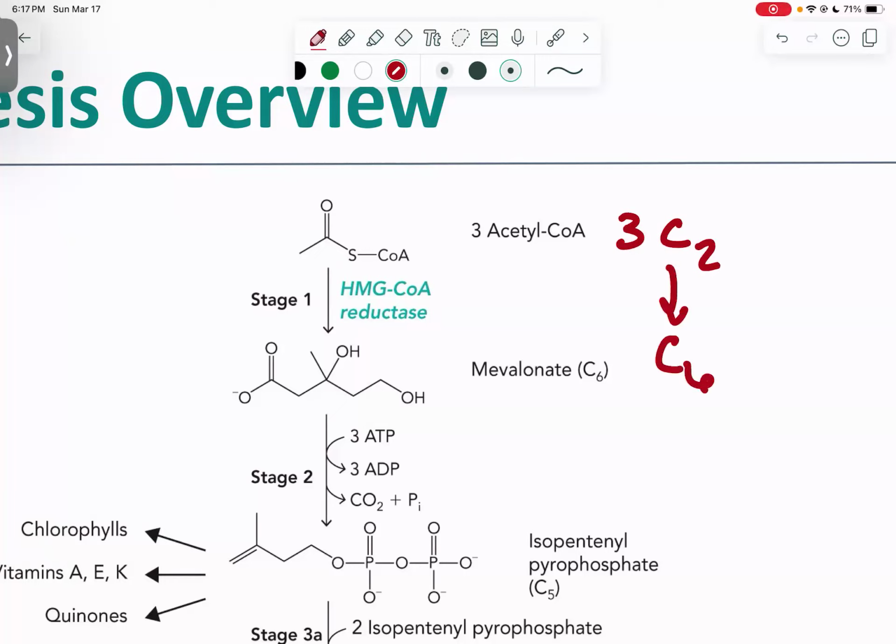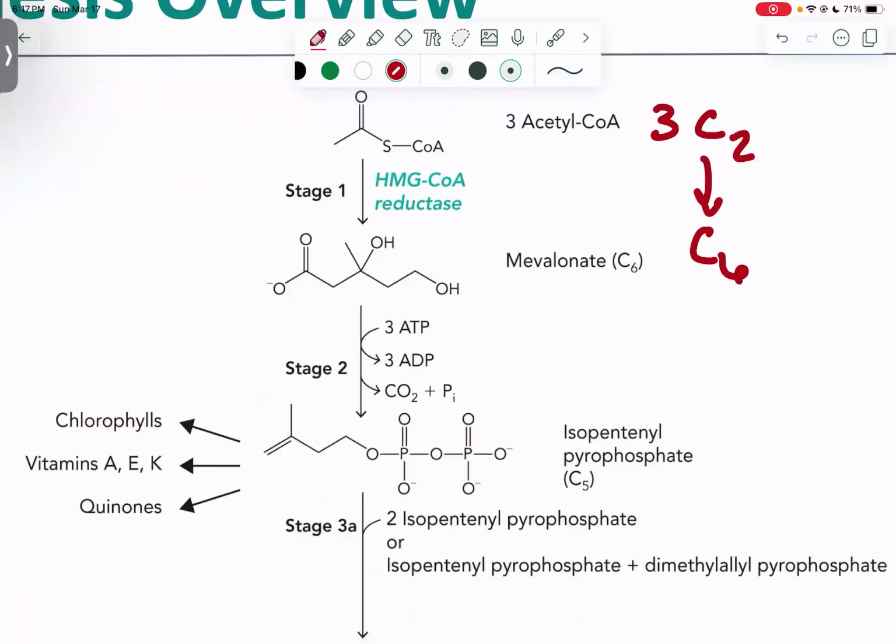Okay, so now we have mevalonate. Mevalonate is going to go through stage 2. Mevalonate is going to be phosphorylated, so we're going to consume our ATP. And it's also going to be decarboxylated, so we're going to lose a carbon. And we're going to end up with our intermediate.